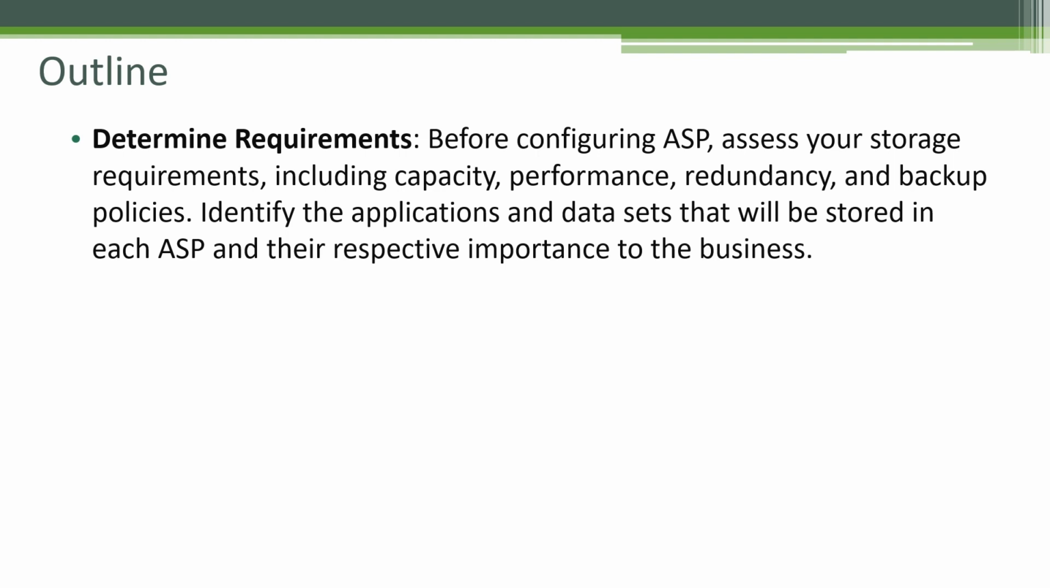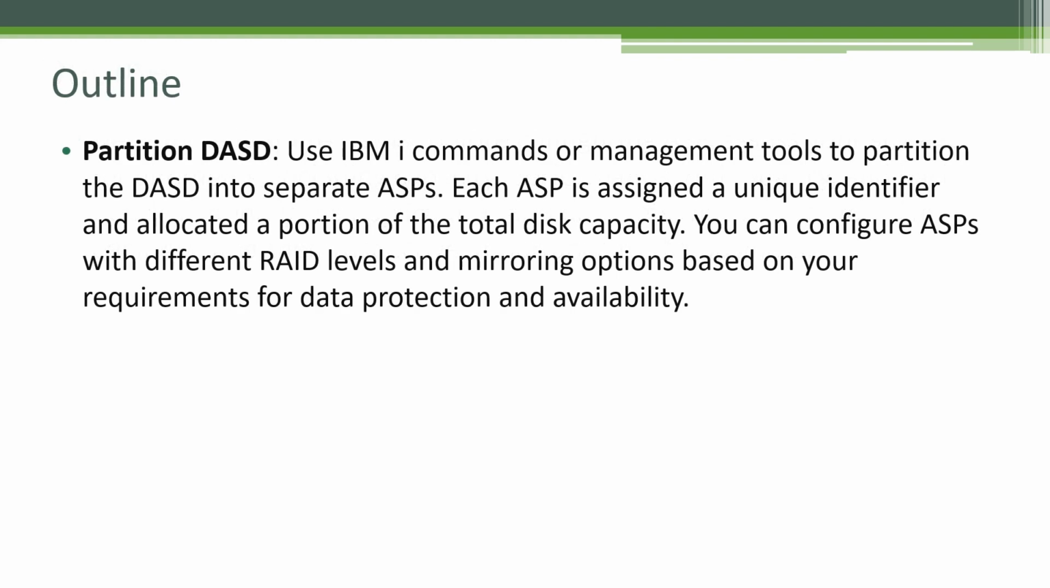Partition DASD. Use IBM i commands or management tools to partition the DASD into separate ASPs. Each ASP is assigned a unique identifier and allocated a portion of the total disk capacity. You can configure ASPs with different RAID levels and mirroring options based on your requirements for data protection and availability.